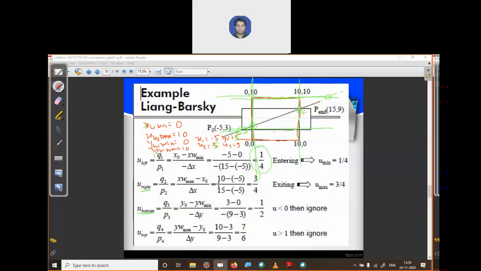In the same way for the bottom boundary, at which time will it cut? When you put this value, you will get minus 1 by 2. So at minus 1 by 2, it will cut your bottom boundary. At the top boundary, it will cut at 7 by 6.